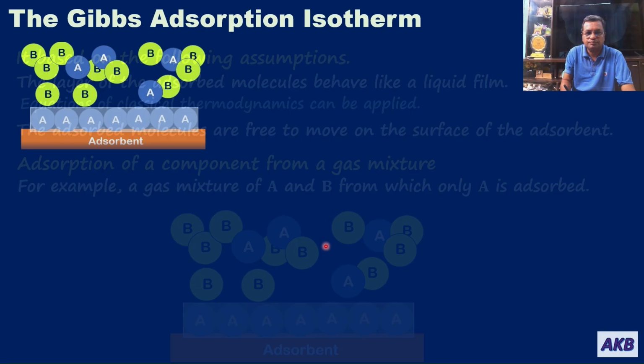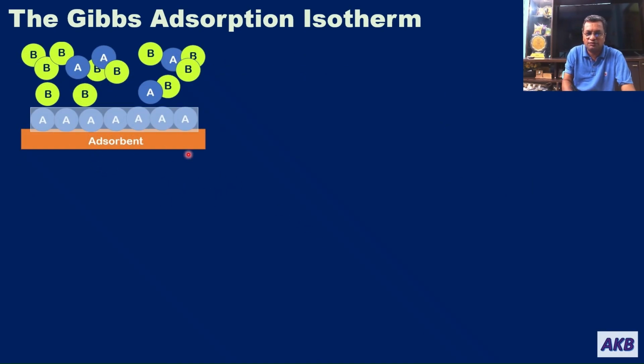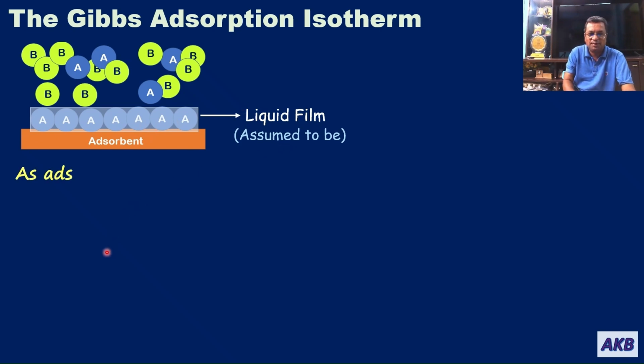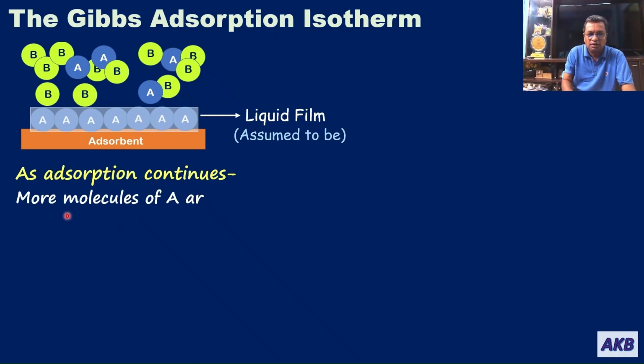So let us move on. Again, I have taken the same simple schematic diagram in my discussion. Now in this case, this is the liquid film, and we are assuming that the adsorbed molecules behave like a liquid film. As adsorption continues, more molecules of A get adsorbed on the surface and are added to the film.